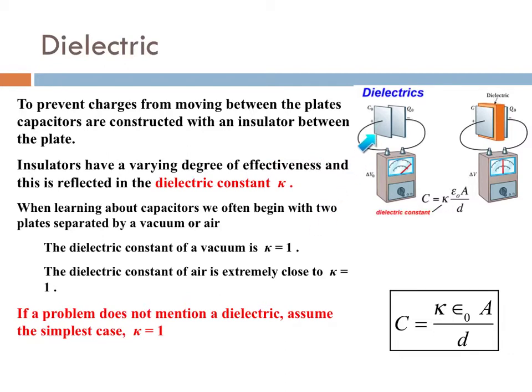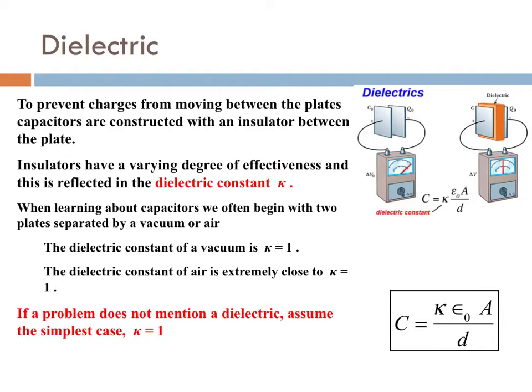So here we have a picture of a capacitor, which again is just two plates. Each of them has the same charge, Q. And over here we have a capacitor with a dielectric in between. Again, a dielectric is just a constant, and this constant is going to have a value of K.